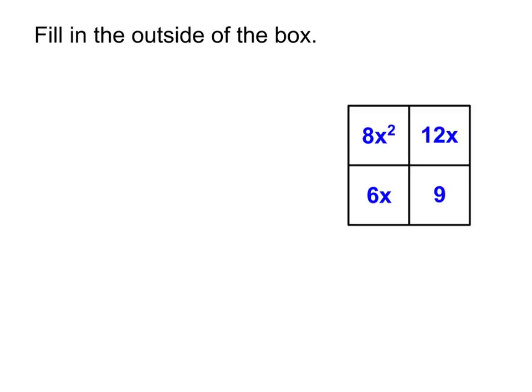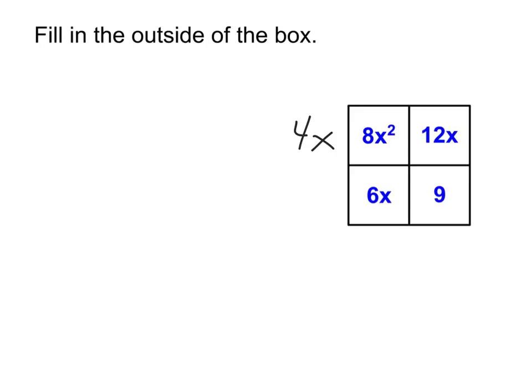8x squared and 12x. What can I divide both of those by? Well, the 8 and the 12, I can divide both of those by 4. And notice they also both have x's in them, an x squared and an x. That means I could not only factor out a 4, but I could factor out a 4x.